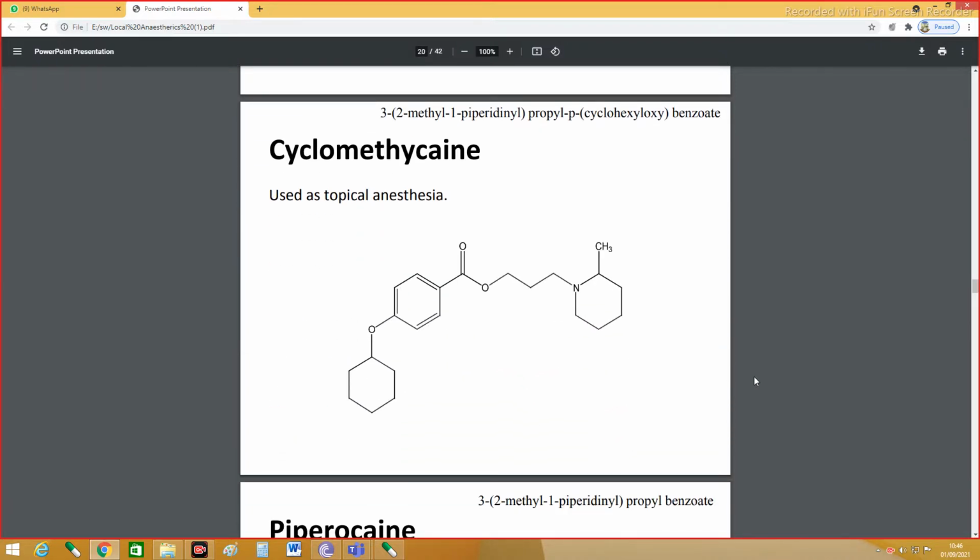Next molecule is cyclomethycaine, and it is used for topical anesthesia. As you can see, it has 3 different rings, out of which one is a heterocyclic ring and one ring is a cyclohexyl. Because of that reason, it has a higher lipophilicity. The IUPAC nomenclature for cyclomethycaine is 3-(2-methyl-1-piperidinyl)propyl 4-cyclohexyloxybenzoate, cyclomethycaine.